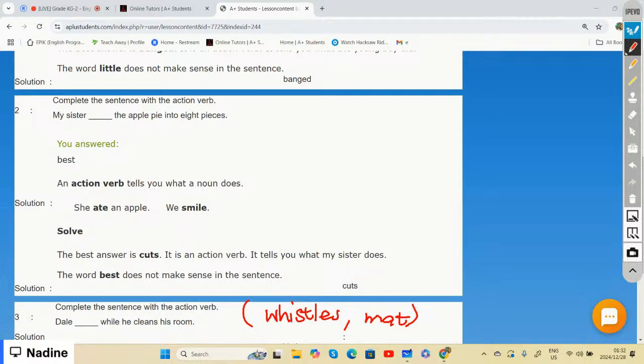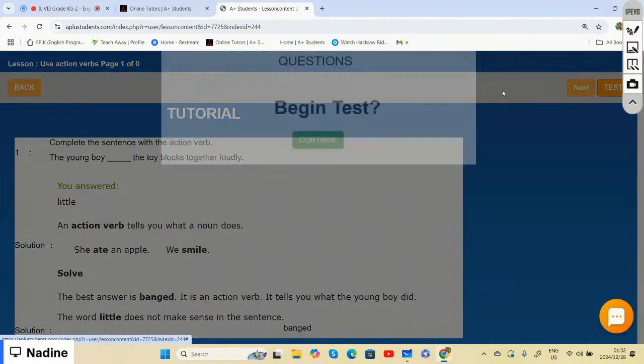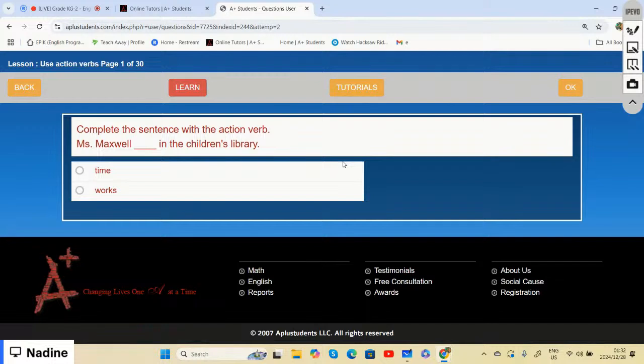And if we were to identify the action verb that tells us what Dale does, then we can say Dale whistles while he cleans his room. So whistles is correct. So now we're going to our test where we are going to use action verbs. And keeping in mind, an action verb tells us what the noun does, right? It's the action that the noun does, it's the doing word that the noun does, right?